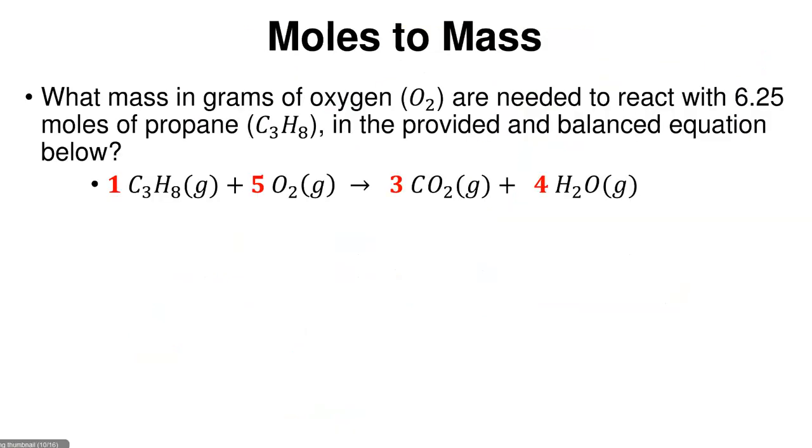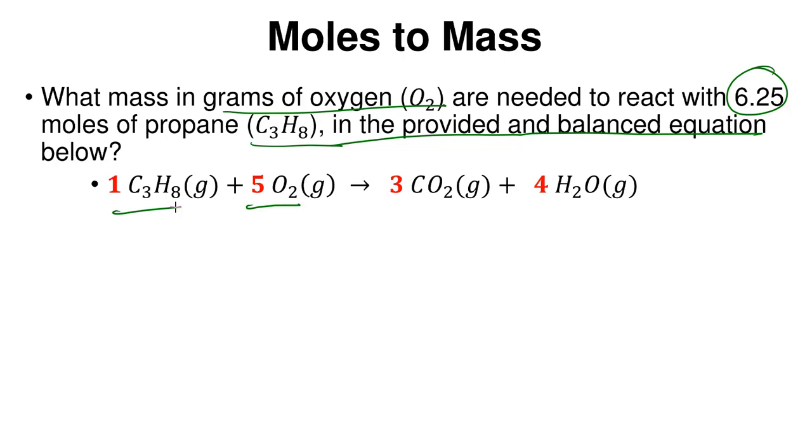So let's use this problem. It says, what mass in grams of oxygen, that's what we're looking for, is needed to react 6.25 moles of propane in the provided balanced equation below? The equation is balanced, but we're looking at two things. It says, what mass of oxygen? So we're looking at oxygen reacting with what? Propane. Those are the two things we're interested in. And the ratio is 1:5.